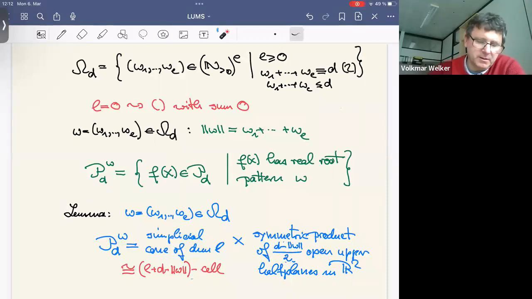Okay, now these are combinatorial objects, and to each of these combinatorial objects, we now associate a subspace of the space of monic polynomials of degree d. Now, this subspace consists of all polynomials that have exactly this root pattern. So we fix a root pattern, and then we collect all polynomials that have this exact root pattern.